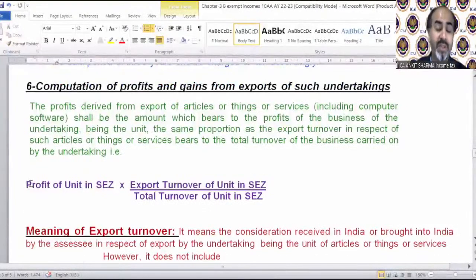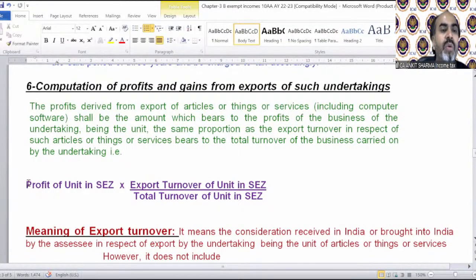This is the formula. This section 10AA is generally for numerical purposes. In examination, a numerical question might be framed, so the numerical will be solved like this. You have to read this and learn this formula. 100% or 50% of profit will be calculated after applying this formula. Whatever amount we get after applying this formula, that amount, 100% or 50%, will be allowed as a deduction.